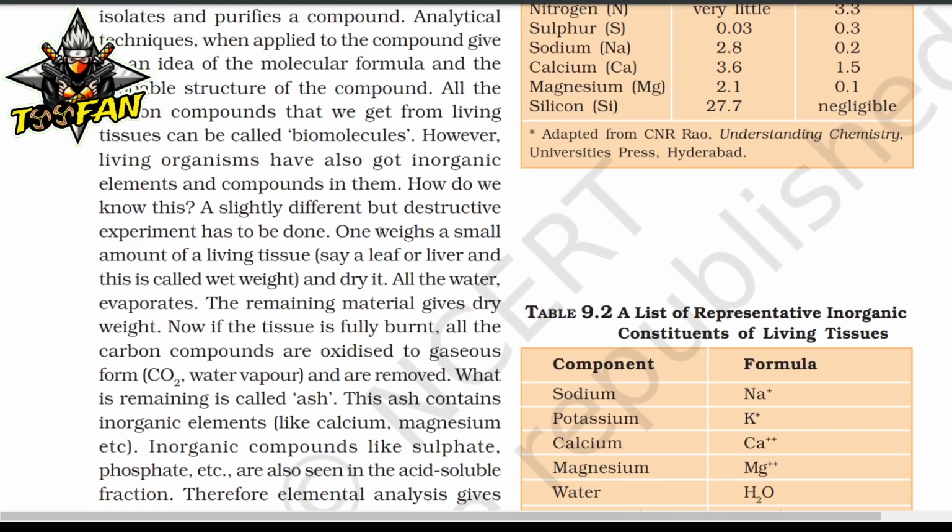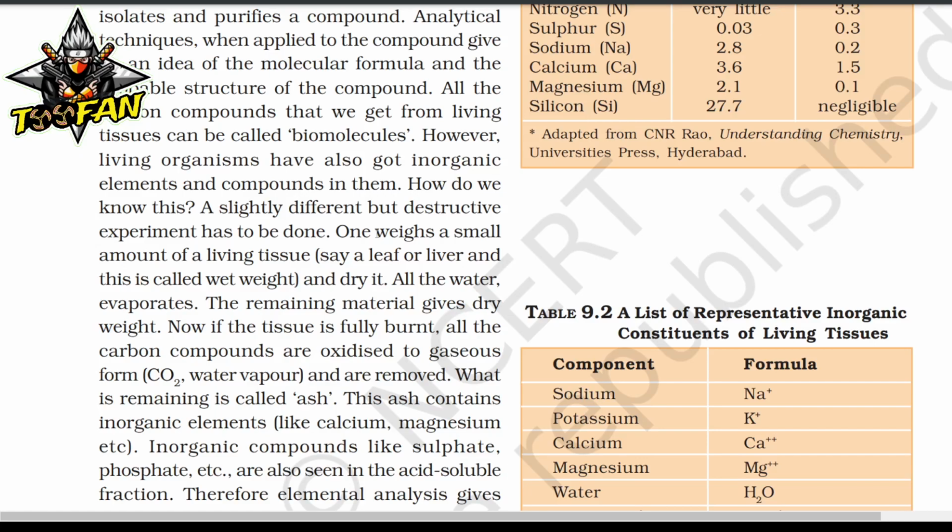However, living organisms have also got inorganic elements and compounds in them. How do we know this? A slightly different but destructive experiment has to be done. One way is to take a small amount of living tissue and dry it. All the water evaporates. The remaining material gives dry weight. Now, if the tissue is fully burned, all the carbon compounds are oxidized to gaseous form and are removed. What is remaining is called ash.